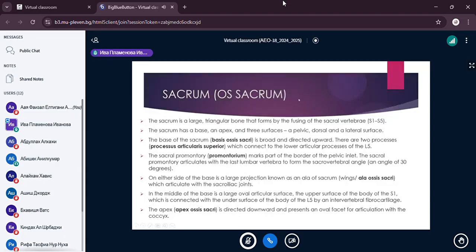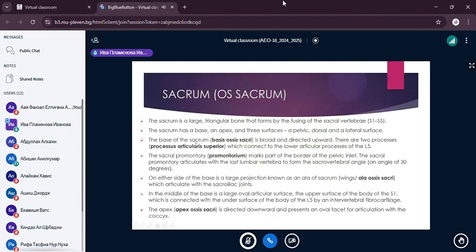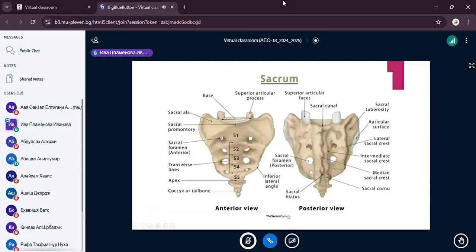So let's continue with the sacrum. The sacrum is a large triangular bone which forms by the fusing of the sacral vertebrae from S1 to S5. You can see the large triangular bone. Of course, we have a base, an apex, and three surfaces: pelvic, dorsal, and lateral. So here is the base of the sacrum. Here is the apex.